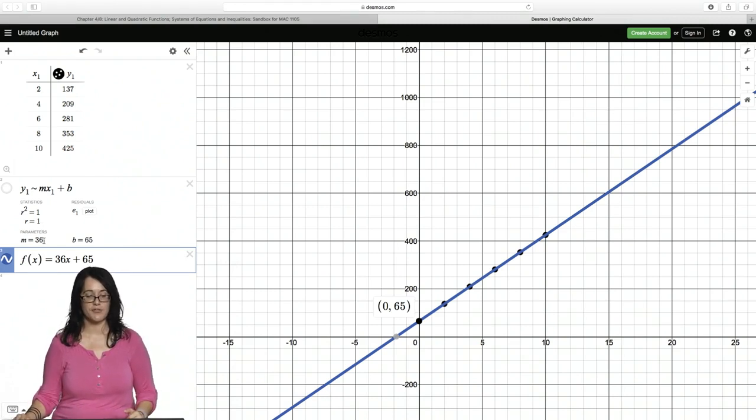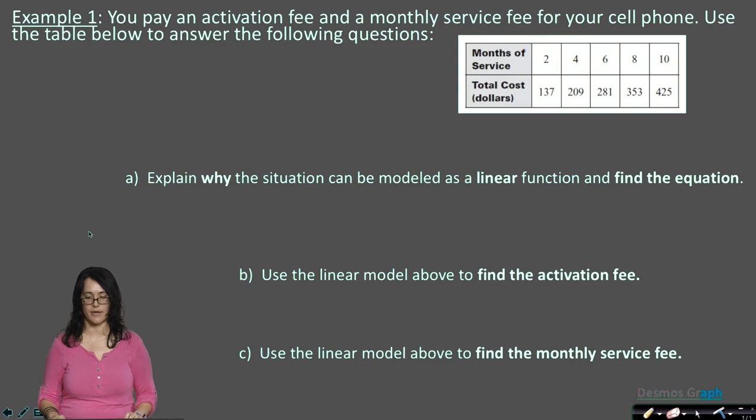Notice also it then gives you your M, 36, and your B, 65, which is exactly what we had found the long way. Okay, so that's an example of a linear model that we built by recognizing that, in fact, we had a constant rate of change, and then we used slope to find the y-intercept. Let's head over to our second example of the day in our slide here.